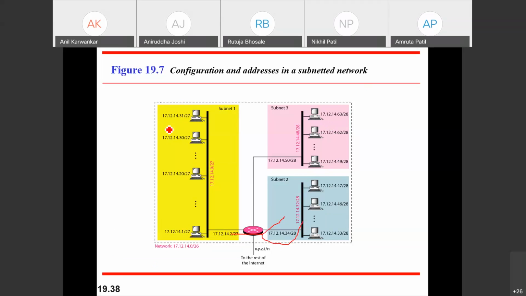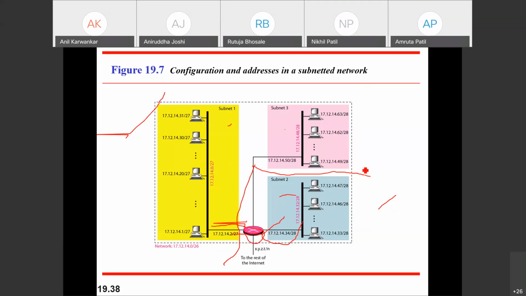See here, 17.12.14.63. From 49 to 63 it will be subnet 3. From 33 to 47 it will be subnet 2. The locations may be entirely different. The three different subnets may be connected with the support of this router. So this subnet 1, we can call it the electronics department, then mechanical department, electrical department for one particular organization.